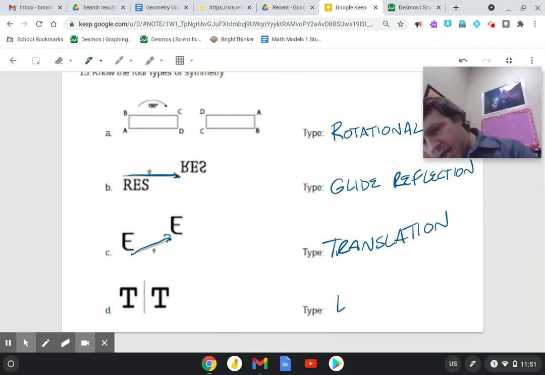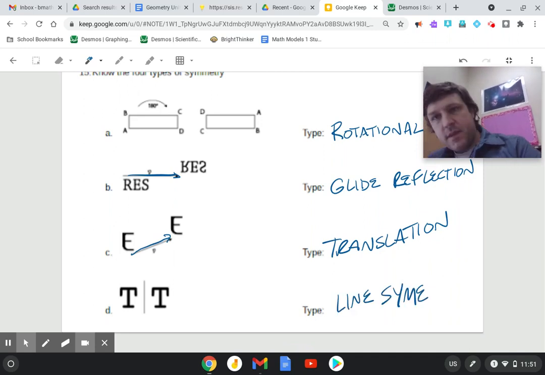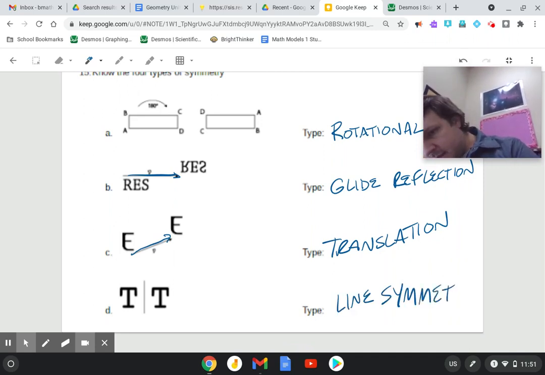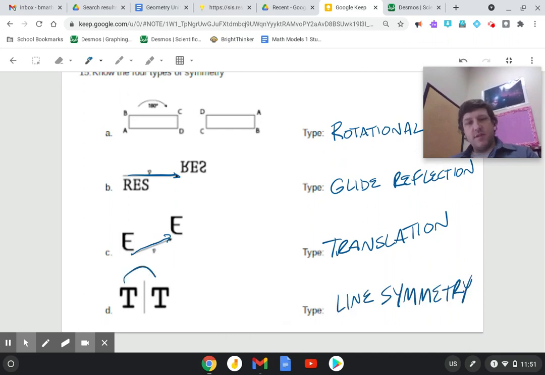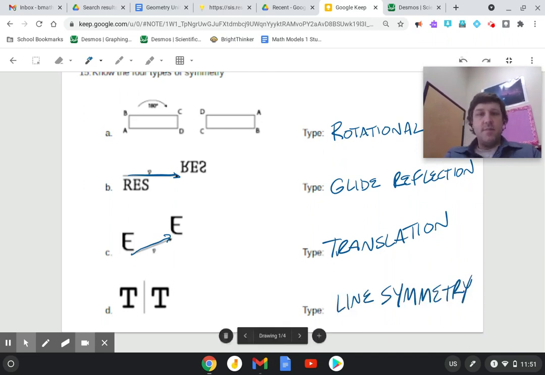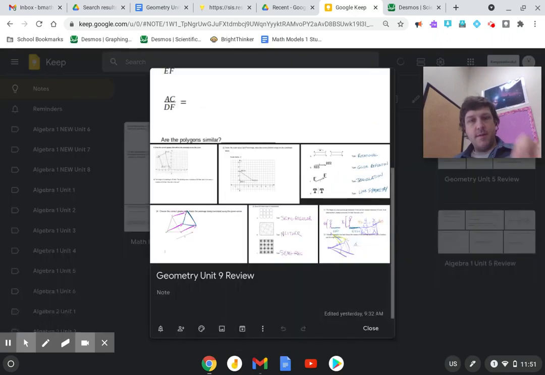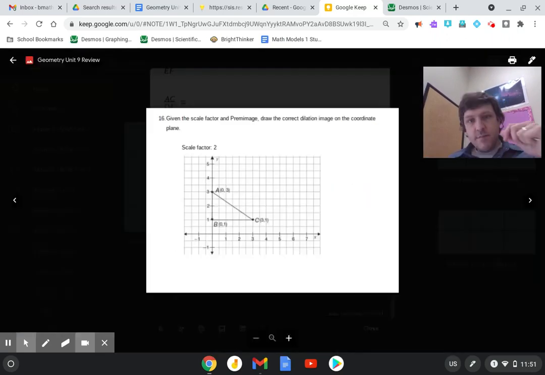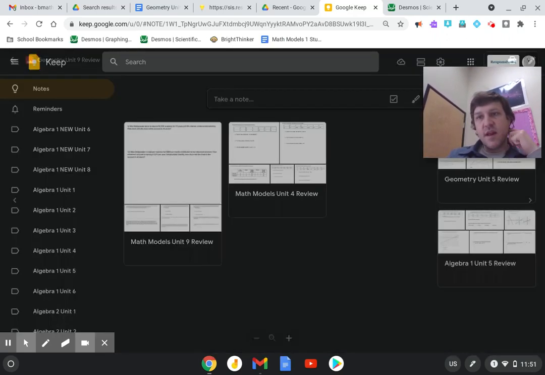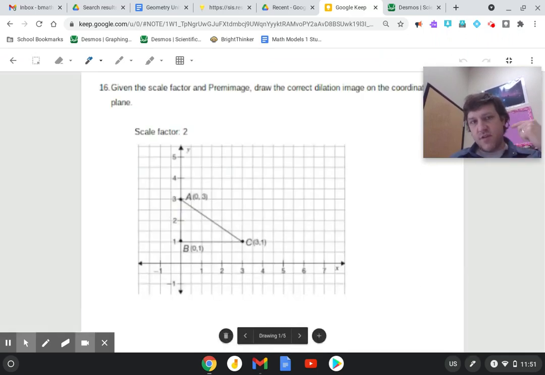And then, of course, we have line symmetry, which is when there is a line that the figure has been reflected over. So this T has been reflected over the line, and you see it there. So those are your 4 types: rotational, glide reflection, translation, and line symmetry. All right, keep moving. Again, this is another one where you're not going to have to draw this yourself. I'm going to go ahead and do this for you.